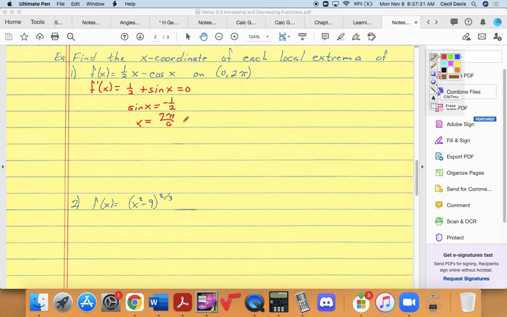So x is equal to 7 pi over 6, or x is equal to 11 pi over 6.